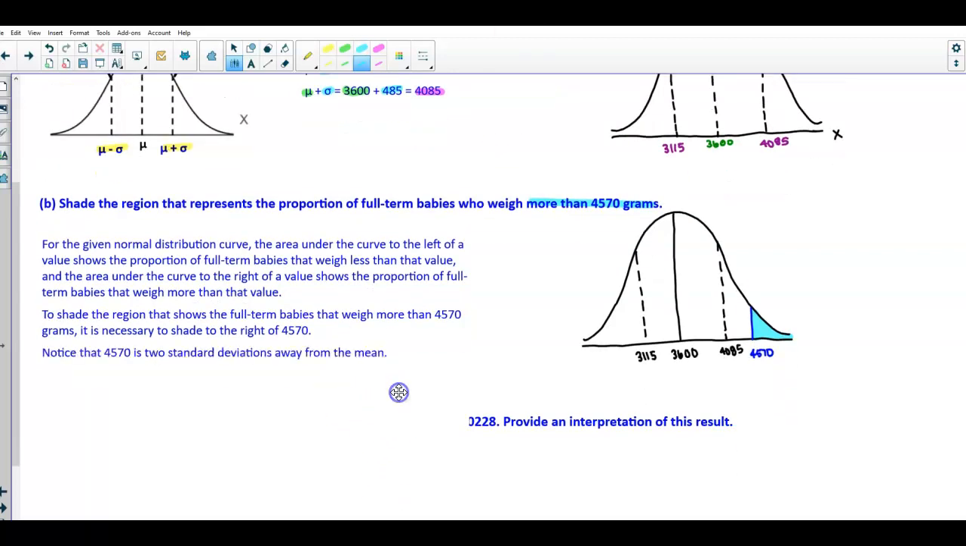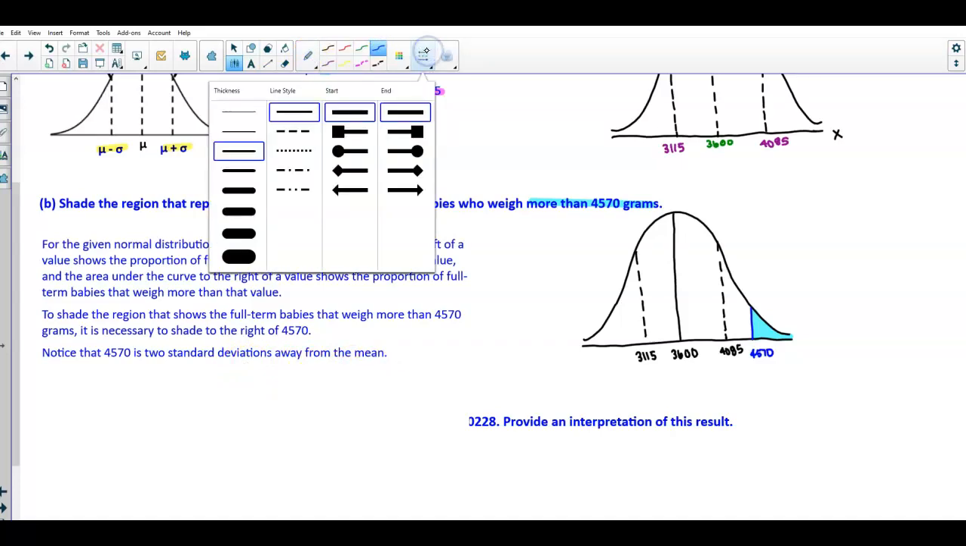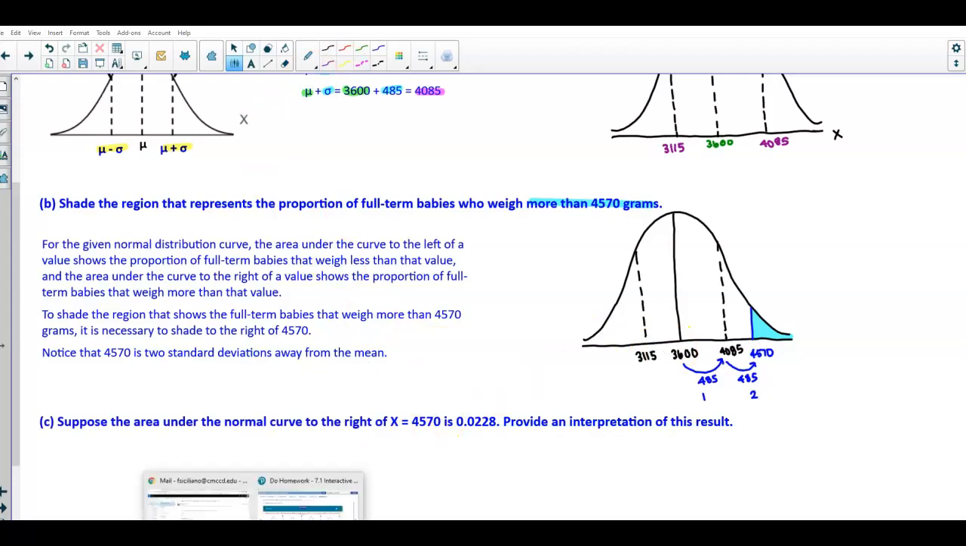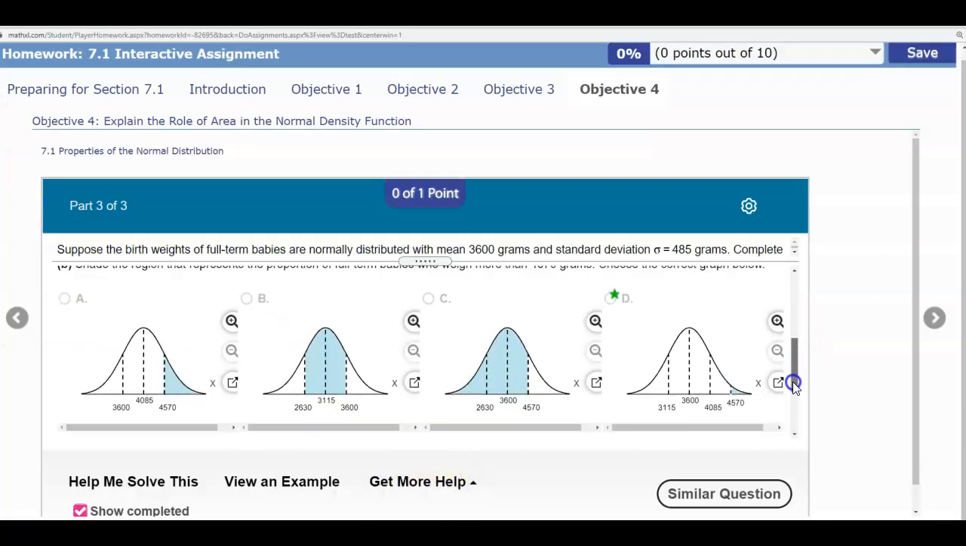I also want you to notice that 4,570 is 2 standard deviations away from the mean. If we add the standard deviation of 485 to 3,600, that's 1 standard deviation away from the mean, and if we add another 485, that gives us 2 standard deviations away from the mean. Let's check on our graph here. We can see that this point is 2 standard deviations away from the mean, and we're shading to the right. Over here would represent 1 standard deviation from the mean, so we need to be careful that this is 2 standard deviations away. Again, we're shading to the right.